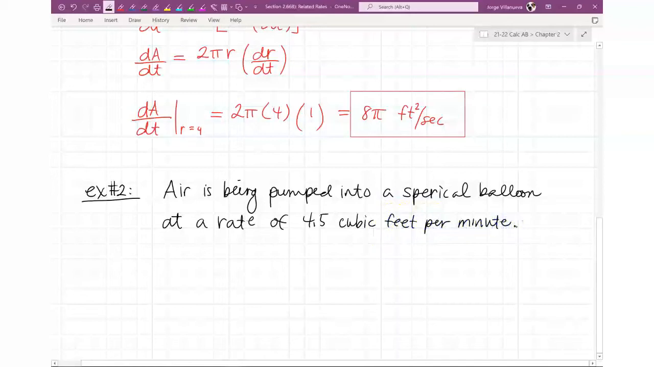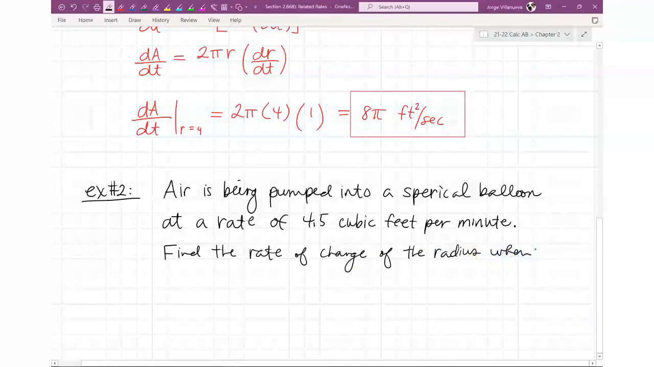I want to abbreviate, but I want to leave it the way they wrote it. I'd rather just write cubic feet per minute in abbreviation, but sometimes it's good to see them write it out, because sometimes they'll say like per minute, meaning minute squared. So just trying to keep it consistent to what they have. Find the rate of change of the radius when the radius is 2 feet.